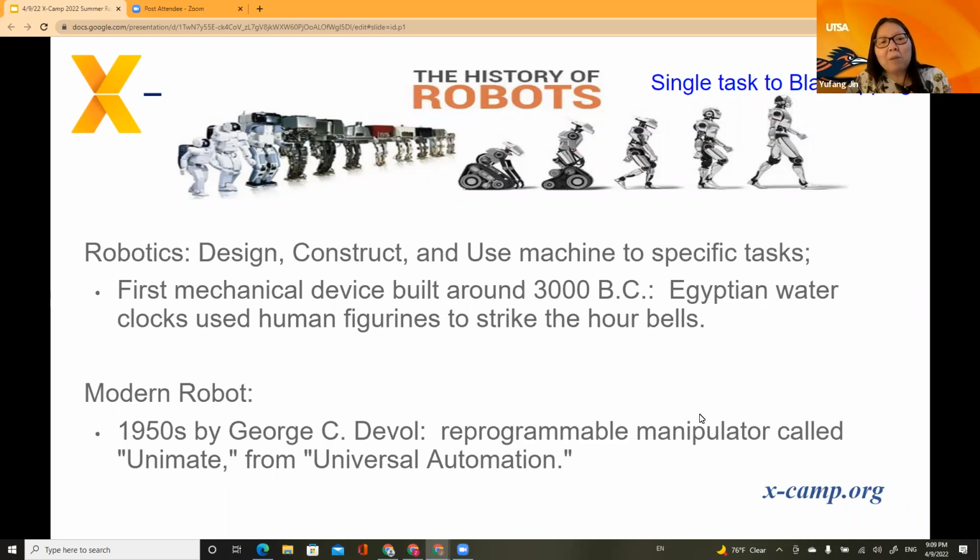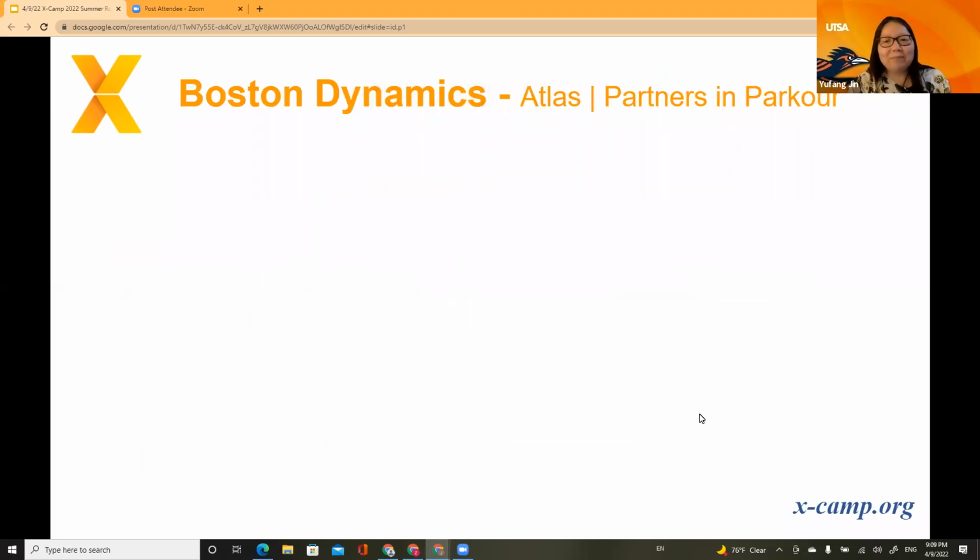As time goes by, people have been thinking about robots, but the modern robot was proposed by George Devol. He founded a company called Universal Automation, and he proposed a reprogrammable manipulator called Unimate. Unfortunately, Unimate was not a success until the 1960s because George sold his company to an IP lawyer, and then it was the IP lawyer who made the company a success. Next slide, please.